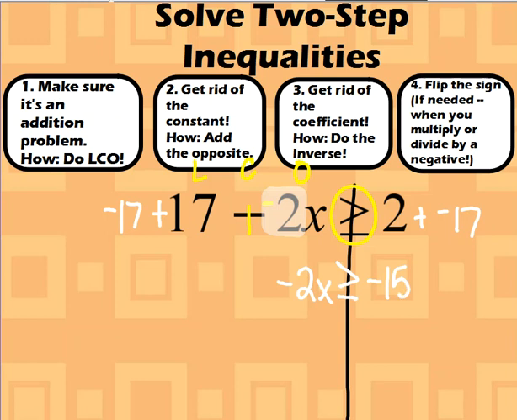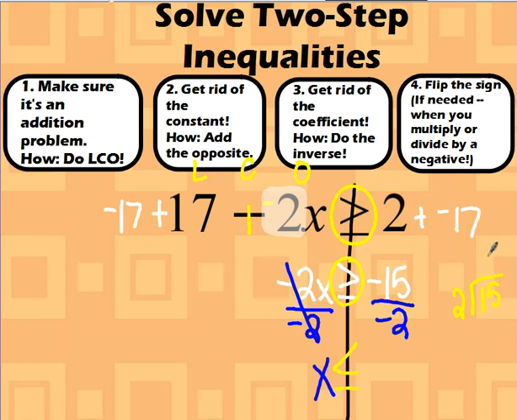The next step says to get rid of the coefficient by doing the inverse. So the inverse of times negative 2 is going to be divided by negative 2. Whatever you do to one side, you do to the other. These cancel. I'm left with x. And because I divided by a negative number, my sign right here is going to flip. So instead of being greater than or equal to, it's actually going to end up being less than or equal to. And then 15 divided by 2. We can leave it as a fraction, or we can make it into a whole number with a decimal.